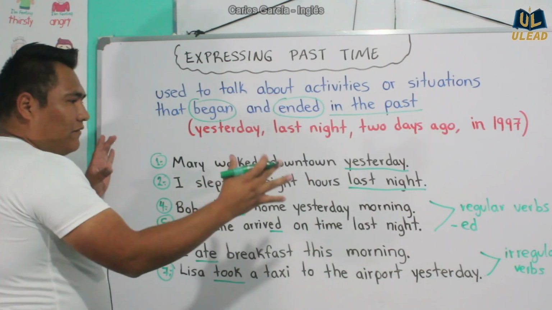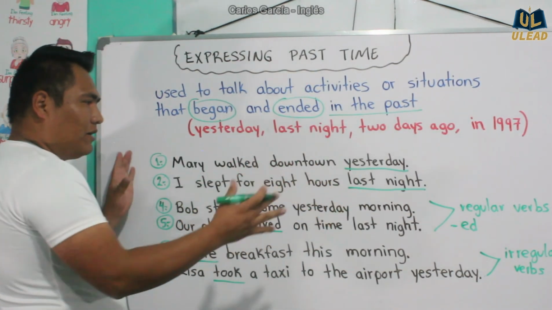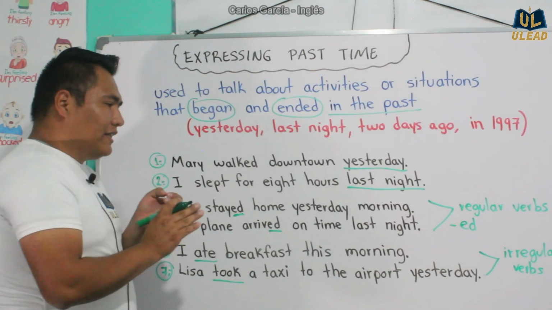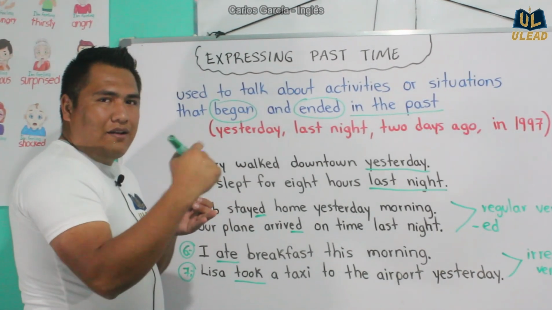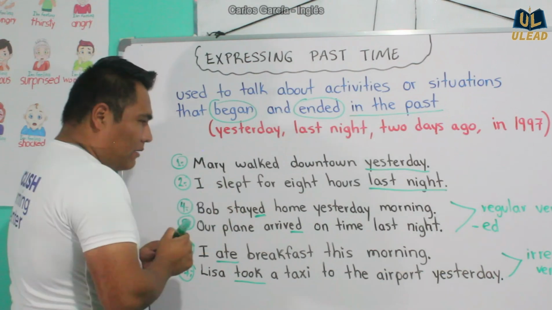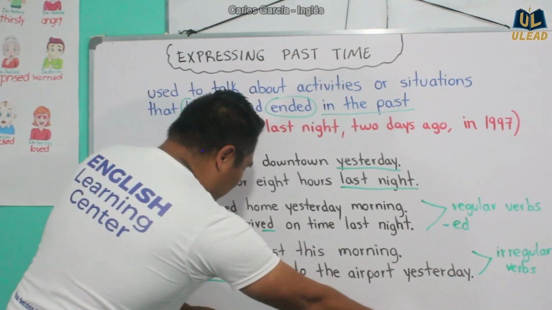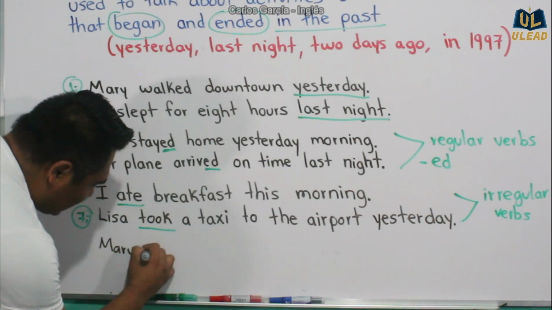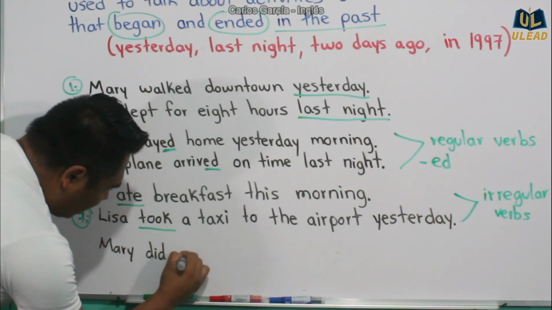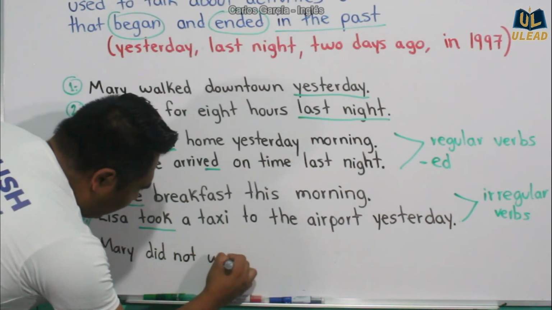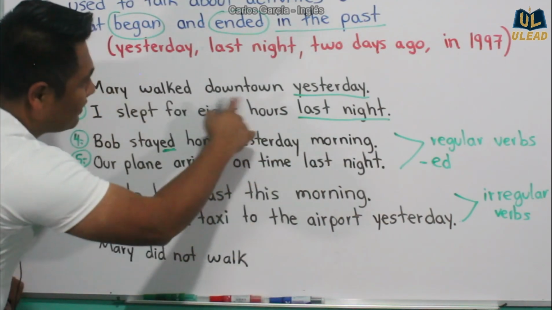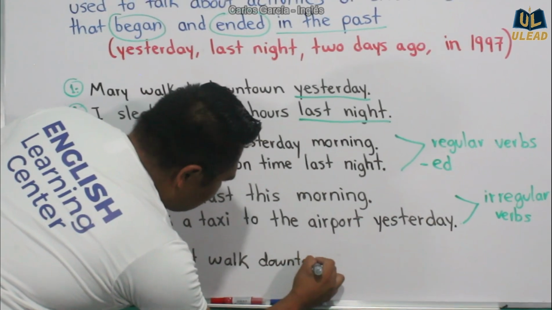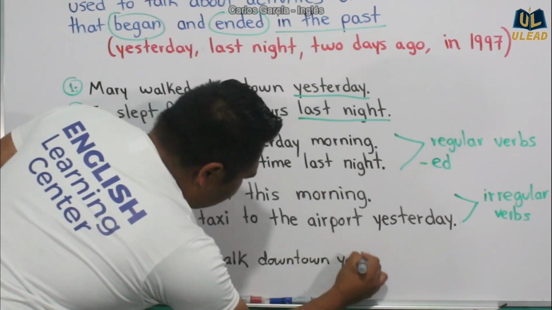Okay? This is the affirmative mode. The affirmative mode. We also have the negative mode. That's when we use the auxiliary did plus not. Did not. I want to write an example here in a negative statement. Mary did not walk downtown yesterday.